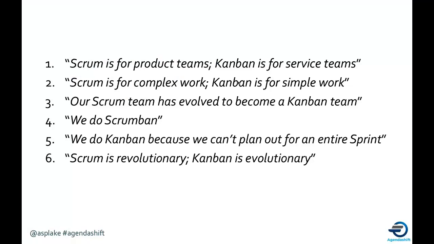So back to the LinkedIn post, five questions here, which I'll credit to Steve and Daniel. Scrum is for product teams, Kanban is for service teams. Scrum is for complex work, Kanban is for simple work. Our Scrum team has evolved to become a Kanban team. We do Scrumban, we do Kanban because we can't plan out for an entire sprint. Scrum is revolutionary, Kanban is evolutionary. Some interesting, definitely provocative statements there, and I'm going to treat them in three groups.